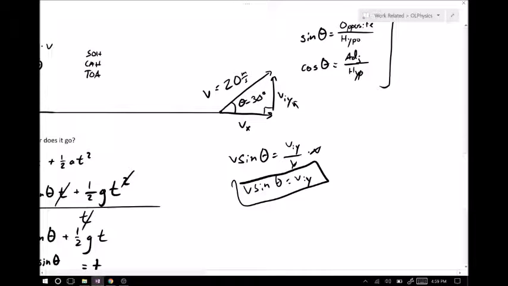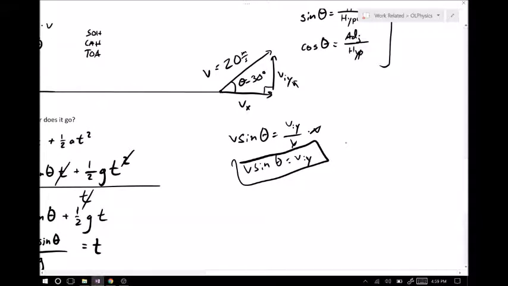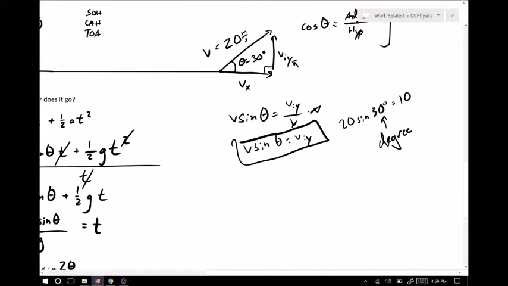All I would need to do is take 20 times the sine of 30. Sine of 30, I believe, is 1/2, so you should get 10. That one's actually easy. 20 sine of 30 degrees is equal to 10. Make sure you are in degree mode on your calculator. If you're on radians, you will get this wrong. You will get a really, really small decimal. So just be aware of that.